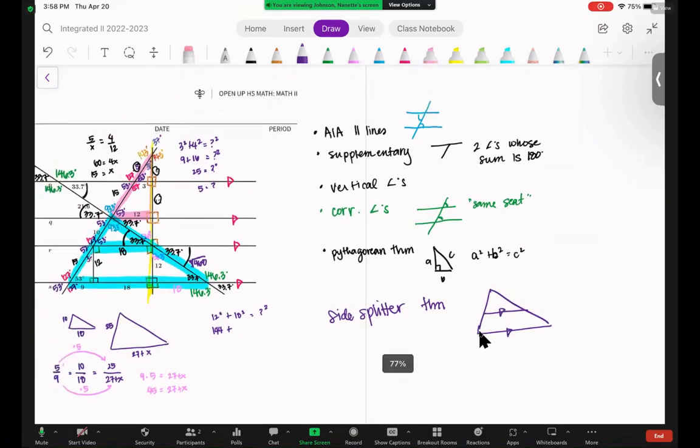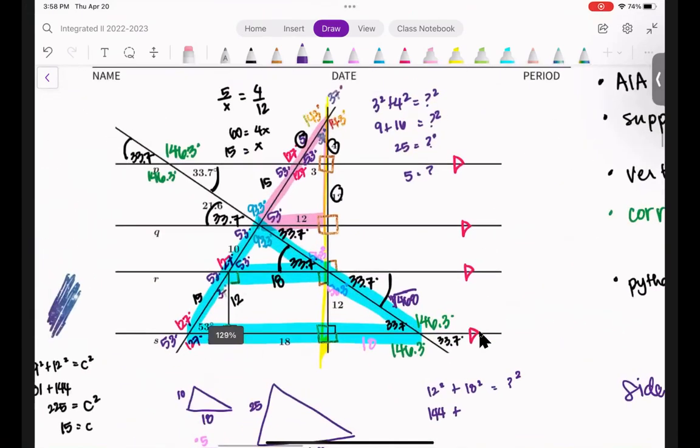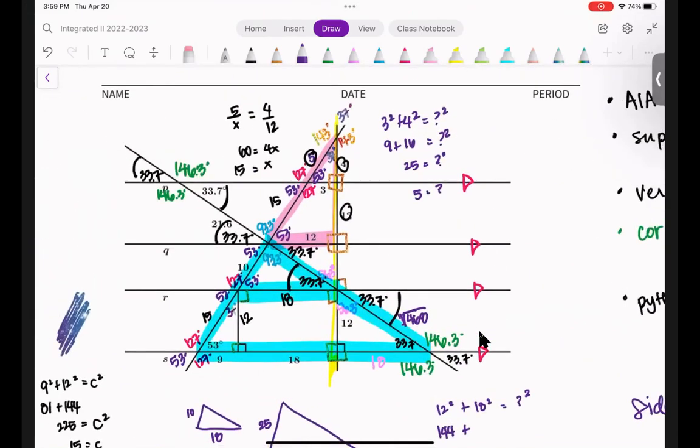So what I want you to think is when you're doing these crazy looking problems like this, I don't want you to look at the whole thing. Just like we did, I want you to take two parallel lines at a time. I want you to take one shape at a time or whatever. All right, I hope that makes sense.